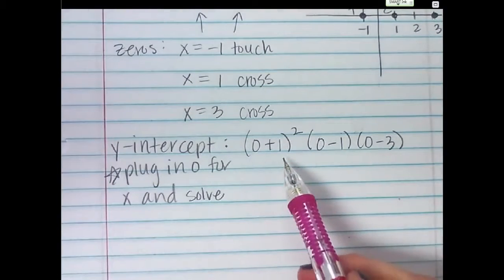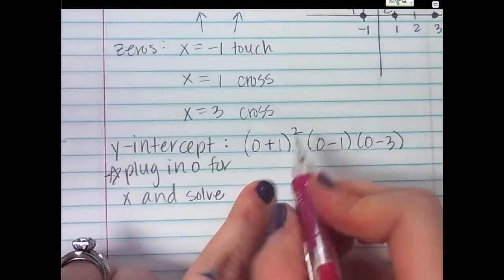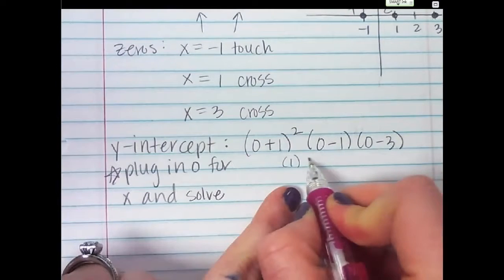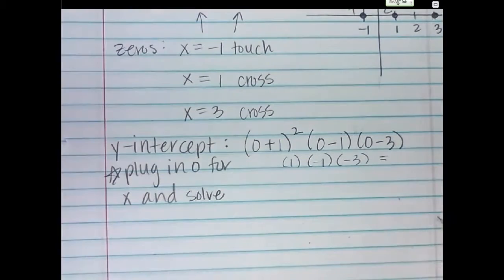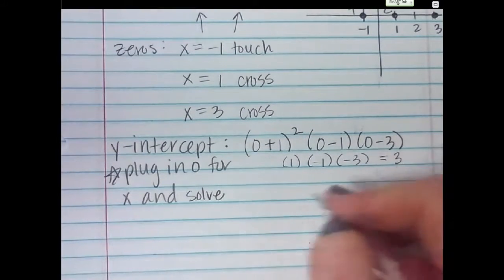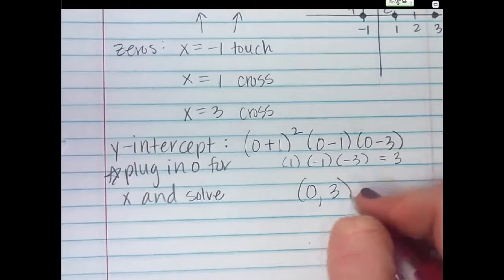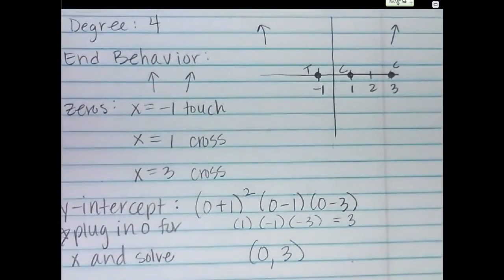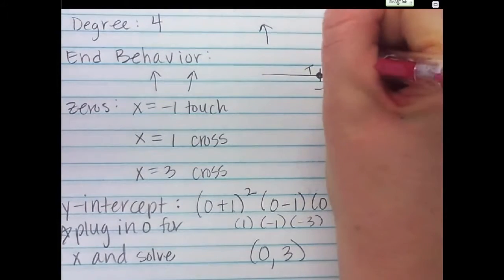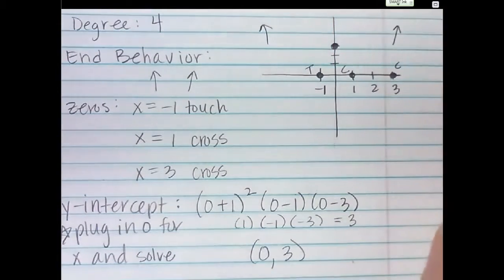Just don't forget that you're multiplying here. So this becomes 1 squared is 1 times negative 1 times negative 3, which equals 3. So my y-intercept is (0, 3). And then graph that on your graph. 1, 2, 3. And there's my y-intercept. And now you just connect the dots.